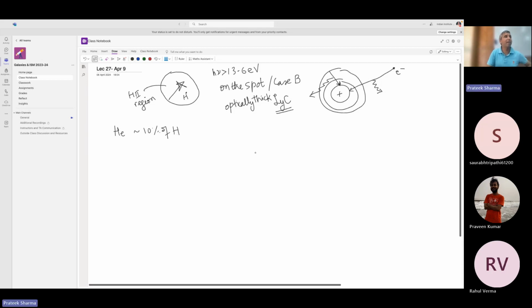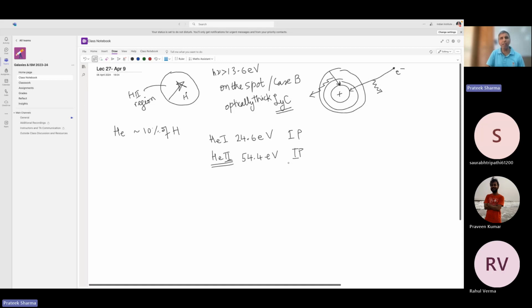Helium has a higher ionization potential. So helium-1 has an ionization potential of 24.6 eV. And helium-2 has an ionization potential... So helium with a single electron is a hydrogen-like ion. The energy levels and everything for this are known absolutely nicely, right? Because with a single electron, it's a hydrogen atom with Z equal to 2. So this is a 54.4 eV ionization potential.